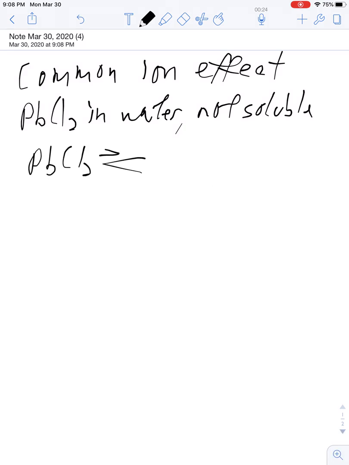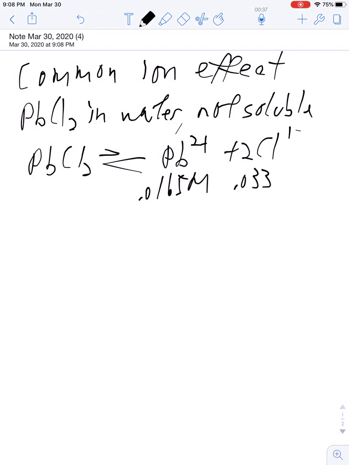So the second type of problem is called the common ion effect. We know that if you put lead chloride in water, it is not soluble. Only a very small amount will dissolve, and we calculated that in the last problem. We found that this much and this much will dissolve. Okay?